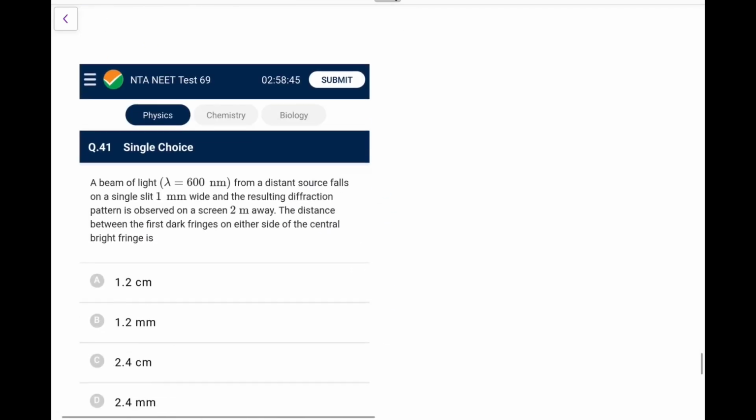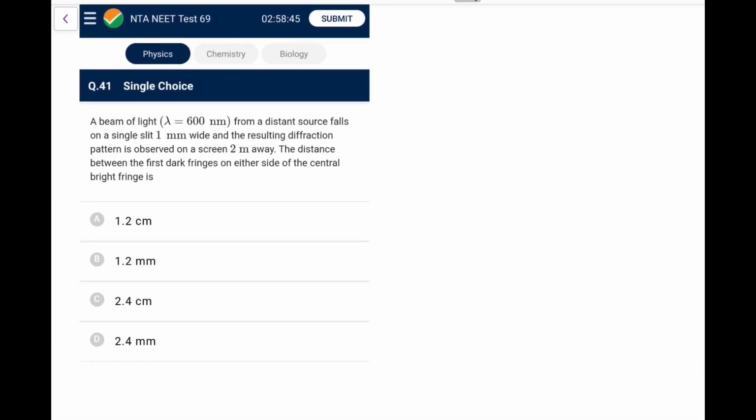Next one, a beam of light from a distant source falls on a single slit 1 mm wide and the resulting diffraction is obtained on a screen 2 meter away. Distance between the first dark fringes on either side. So the first dark fringe you know comes out as lambda L by A, so the gap between them would be 2 lambda L by A, that is the width of central maxima, and I think this question we have done before in some NTA test, that L is 2 and A is 1 mm, 10 to the power minus 3, so do it carefully.